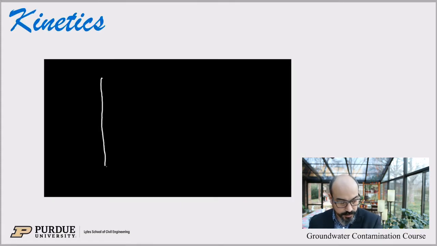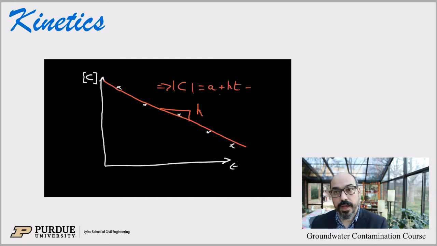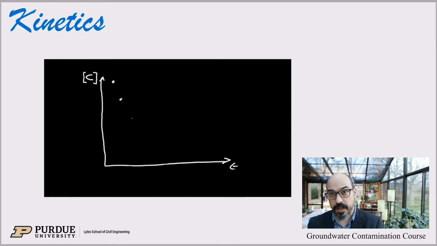Here, if we look at concentration over time, right? So concentration is on the y-axis, time is on the x-axis. There are different ways you can think of that reaction rate, right? So here, that would be a linear rate or a zero order. So the concentration is just a function of time. It doesn't depend on concentration.